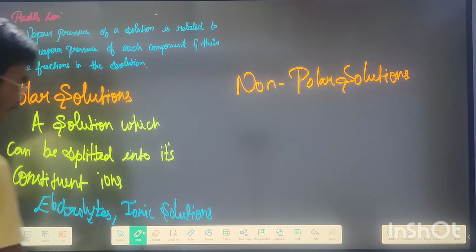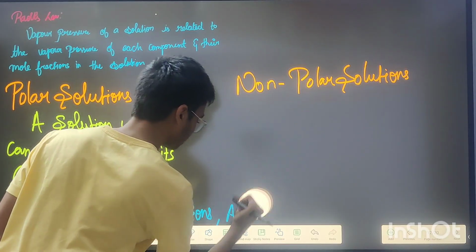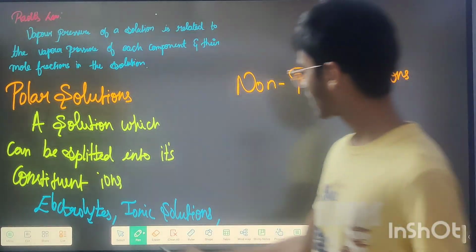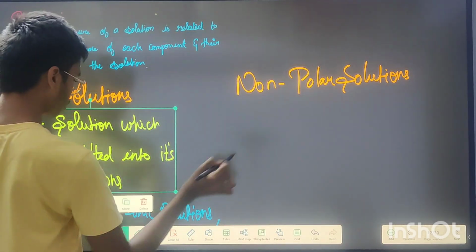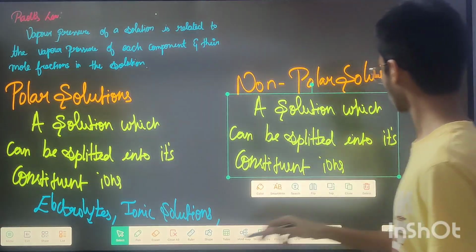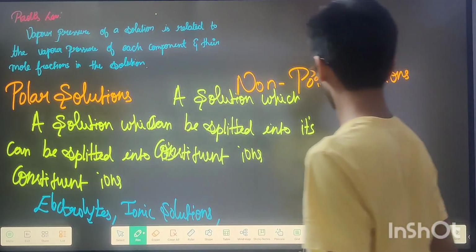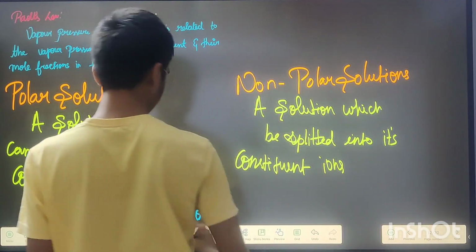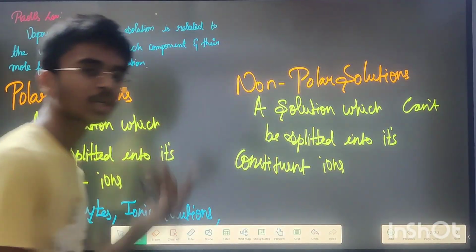Acids, strong acids, and bases come under electrolytes themselves. Non-polar solutions are those which cannot be split into their constituent ions.